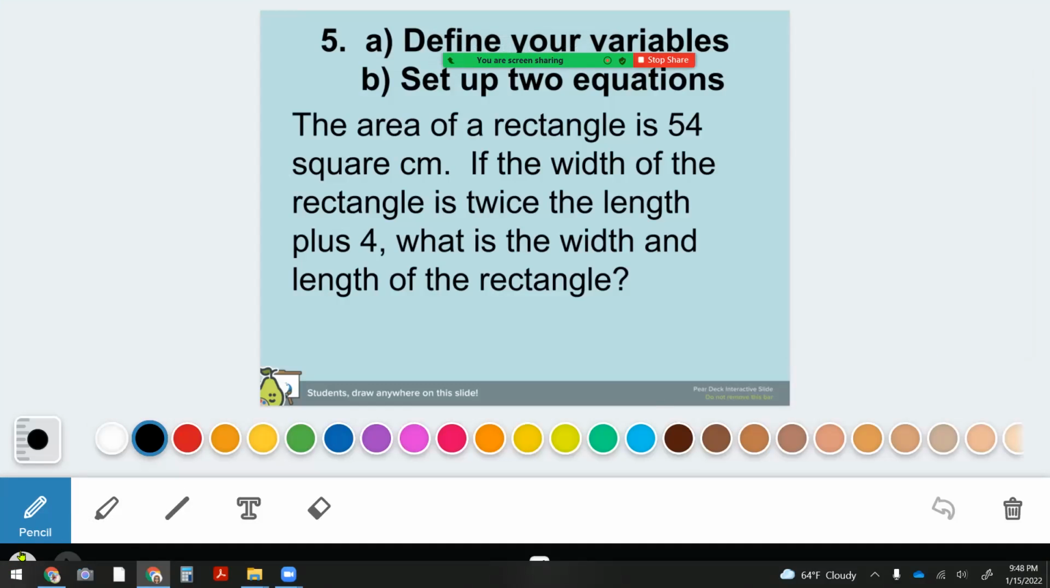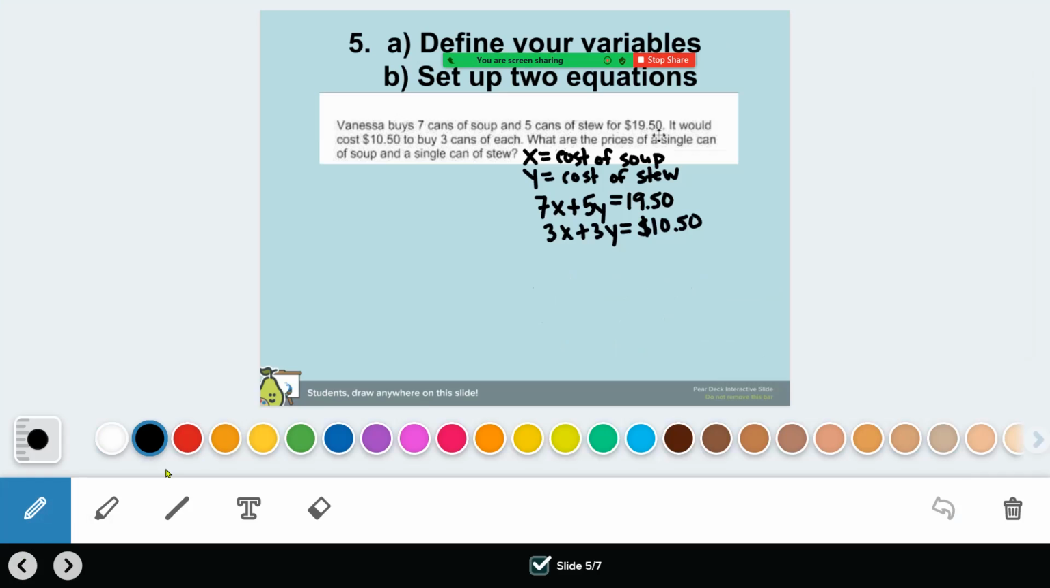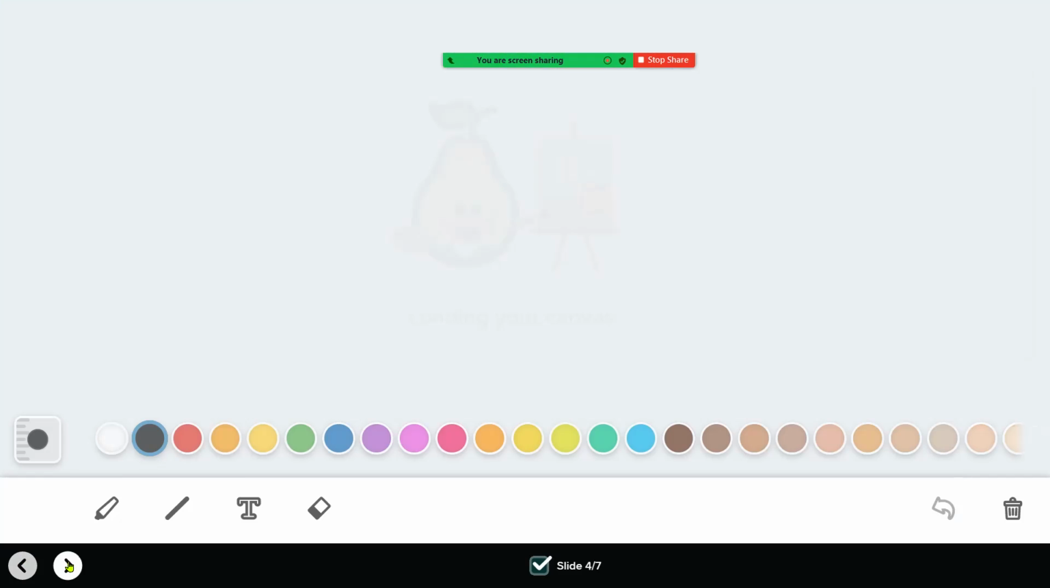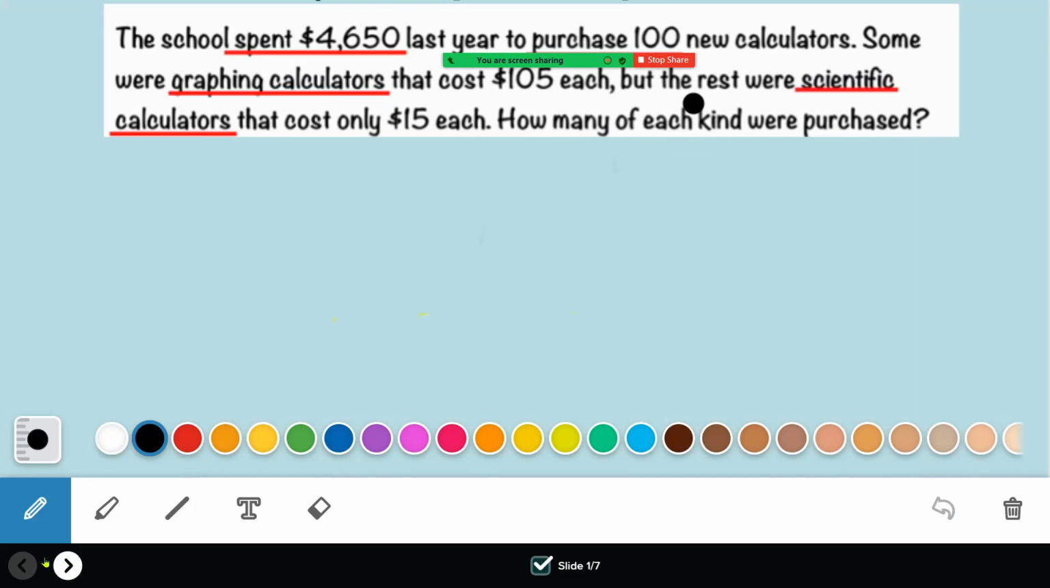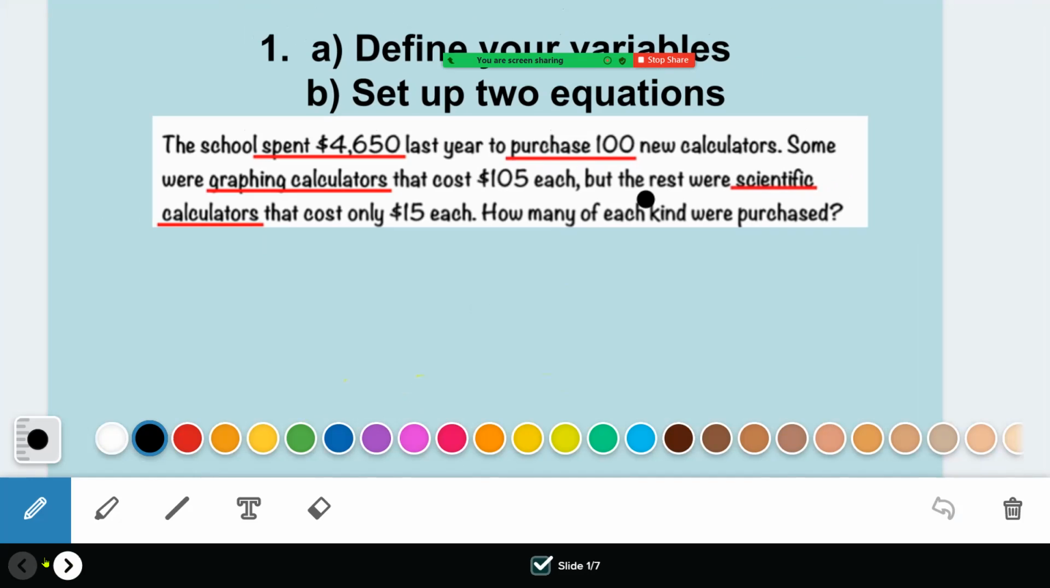So on this, let me get to the first problem here. On the first problem, what we're asked to do on all of these is, we're not solving, we're just going to define two variables and set up two equations. And then we're not solving, just writing them.